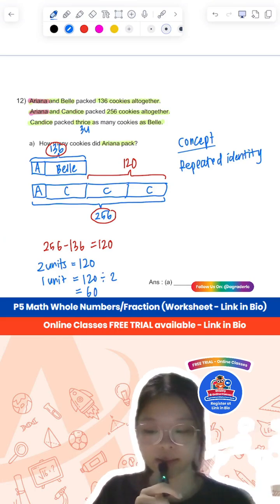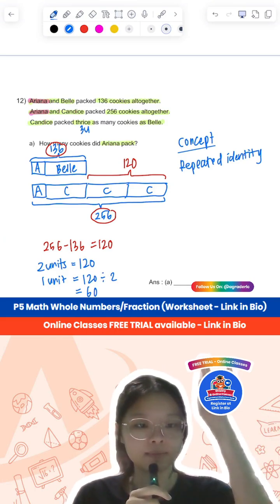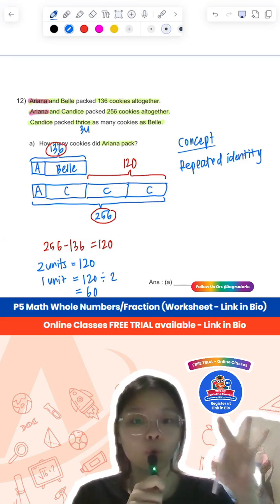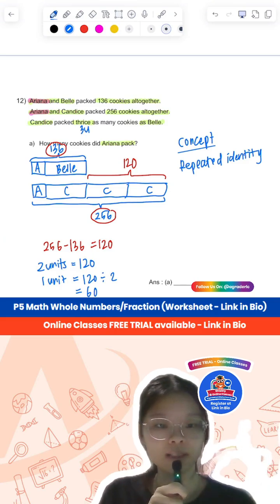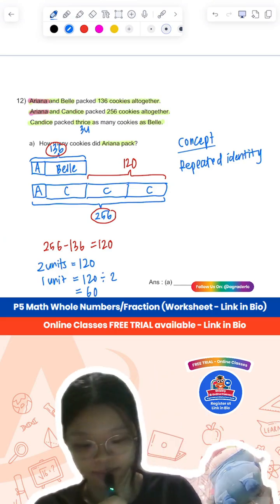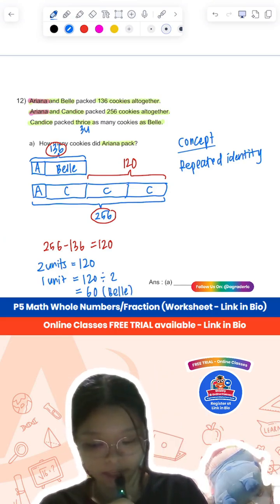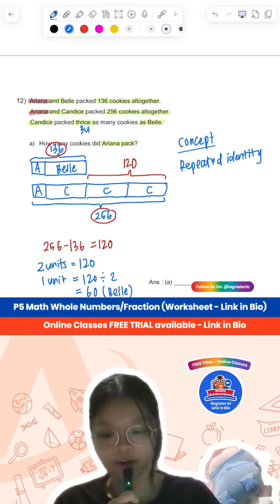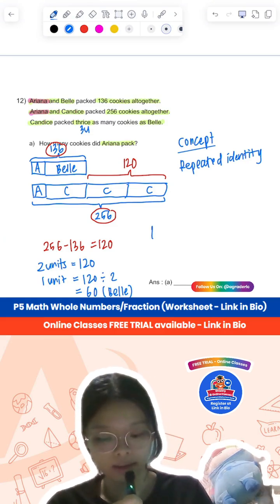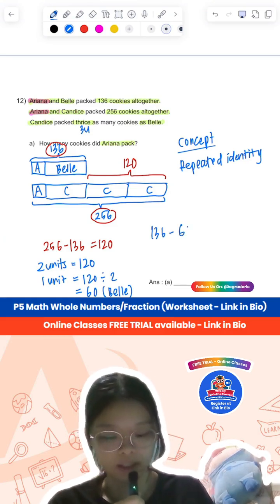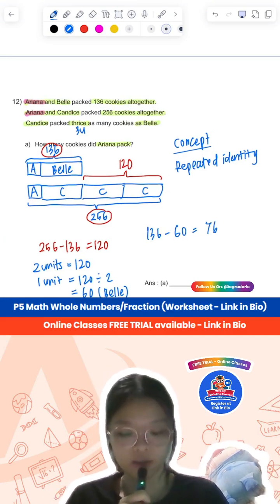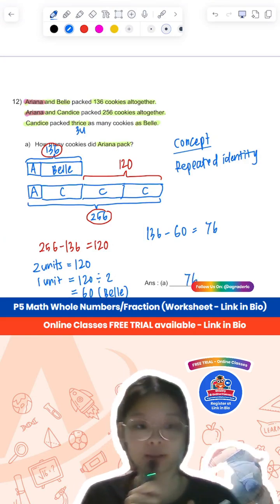Okay, so this 60 belongs to which person? 60 belongs to who? Yes, Lawrence, you're correct. Belle. Yes, this 60 belongs to Belle because Belle is 1 unit. Now I can find Ariana. Since I know Ariana and Belle pack 136 together, I just take their total minus Belle. Okay, and then we have 76. So I know Ariana packed 76 cookies.